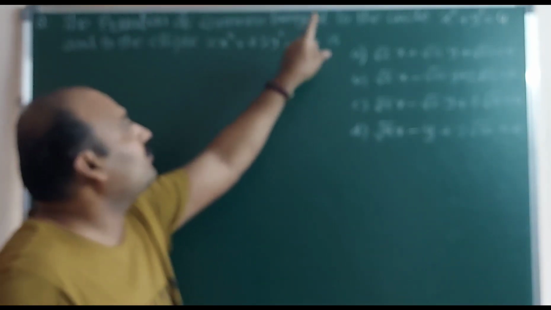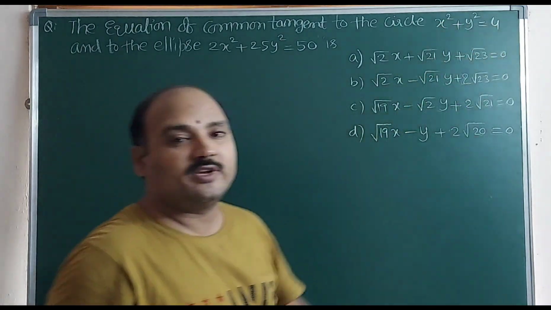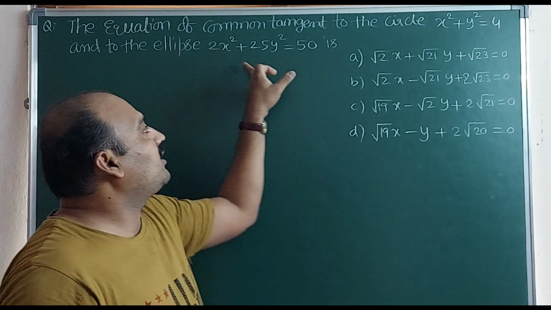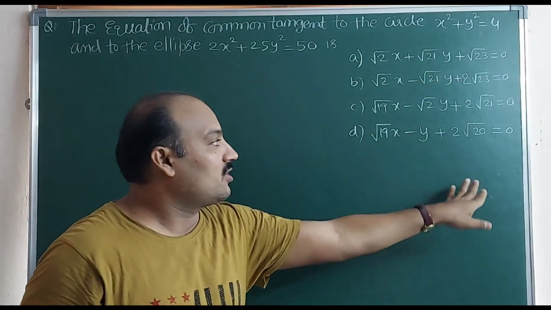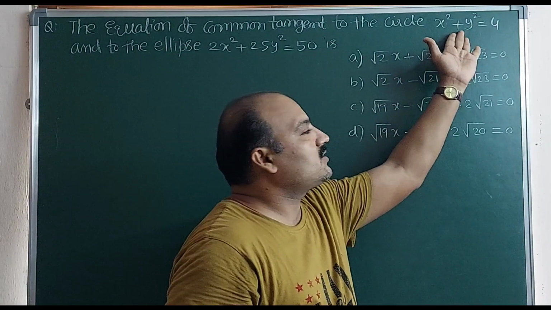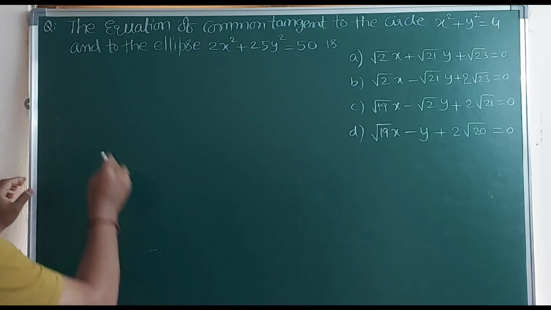The equation of the common tangent to the circle x square plus y square equal to 4 and to the ellipse 2x square plus 25y square equal to 50 is, options are like this. So which option is the right option? First, for this circle and this ellipse, I am taking a common tangent. Let us consider y is equal to mx plus c.